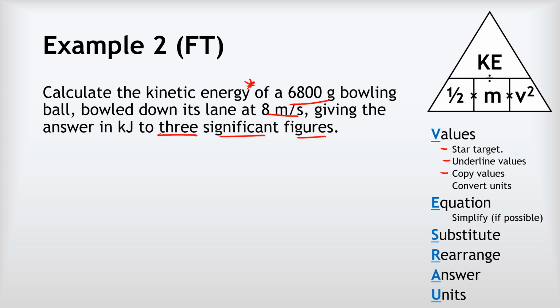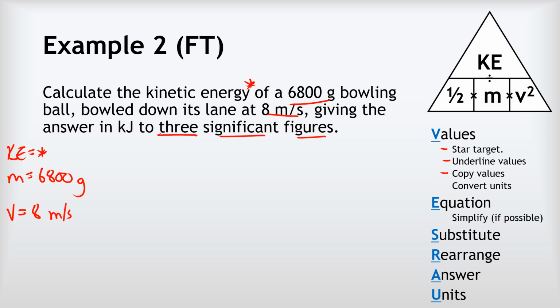Now we're going to copy out the values. So we'll just put KE equals star because that's what we're finding out. m, our mass, is 6,800 grams. Make sure we put those units in. And v, our velocity, is 8 meters per second.